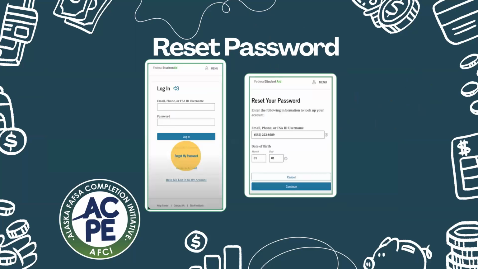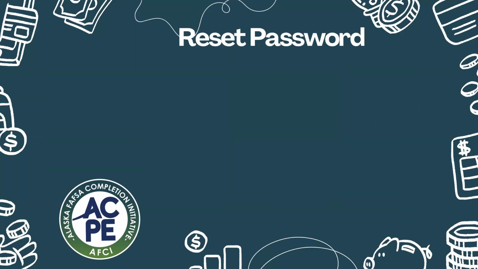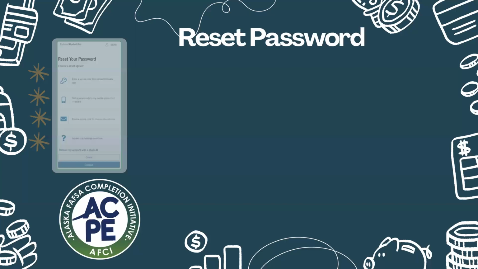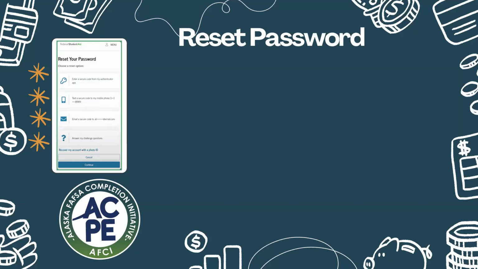Next, we will go through the process to reset your password. First, from the login screen, click Forgot My Password. Then you will be prompted to enter your email, phone number, or account username and your date of birth. From here, click Continue. You will then follow the same options identified to retrieve your username to access a secure code and then reset your password.